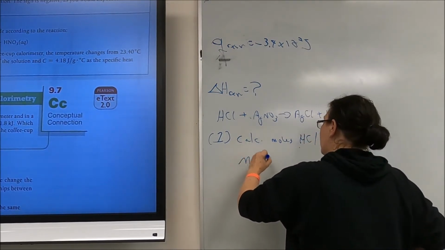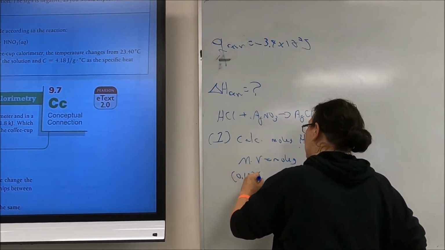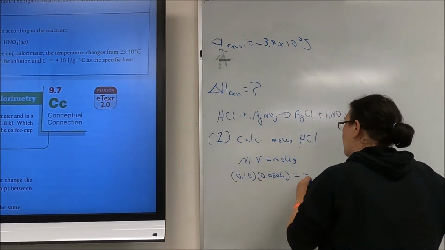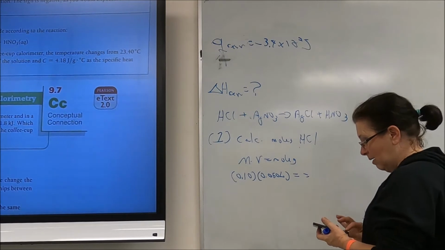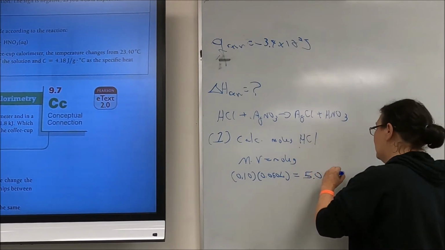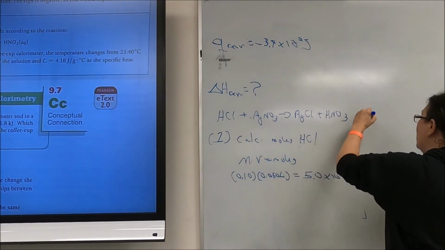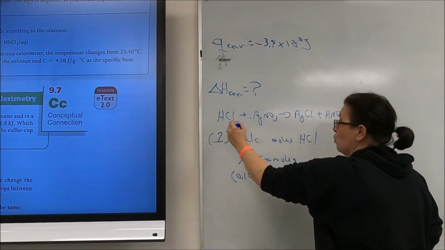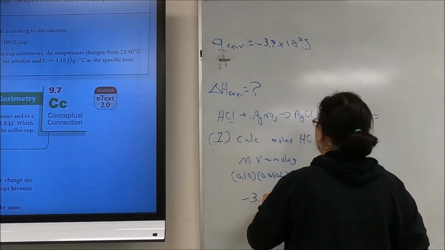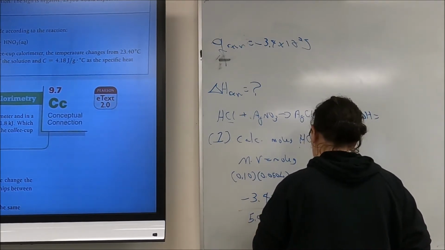So we know that molarity times volume equals moles. The molarity was 0.10 and the volume is 0.050 liters. So I get 0.05 times 0.1, and I get an answer here of 5.0 times 10 to the minus 3 moles. So since this delta H comes with 1 mole of HCl, all I have to do is take the minus 3.4 times 10 to the 2 joules and divide it by 5.0 times 10 to the minus 3 moles.